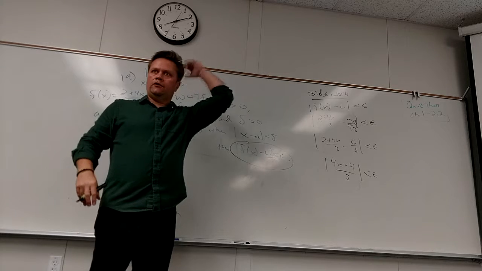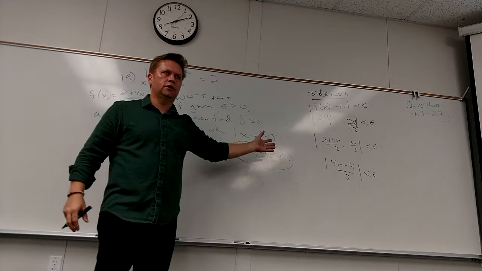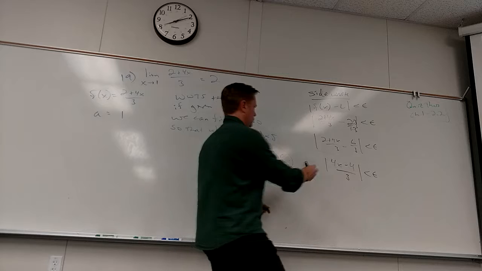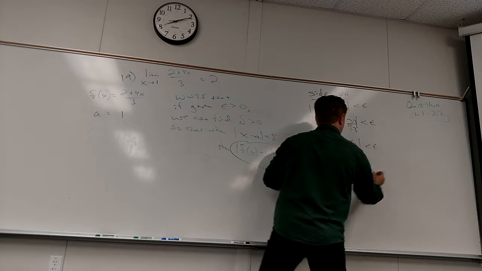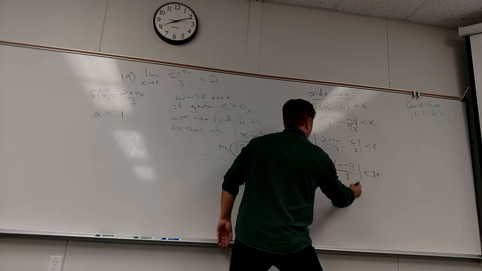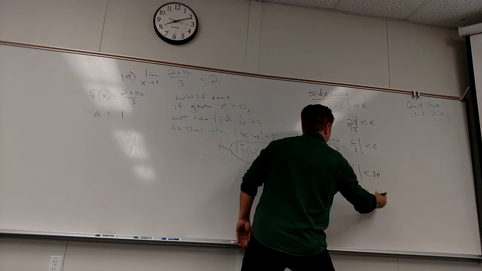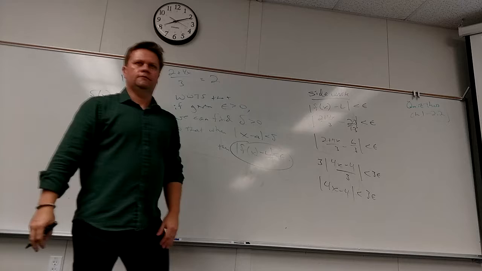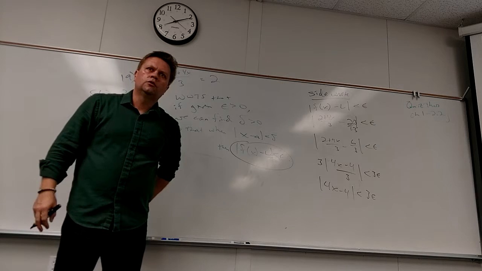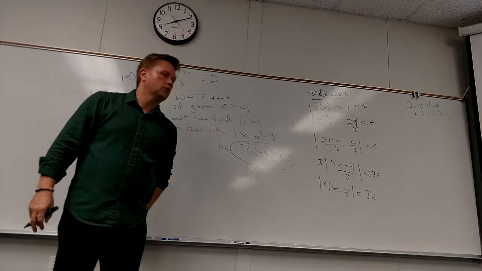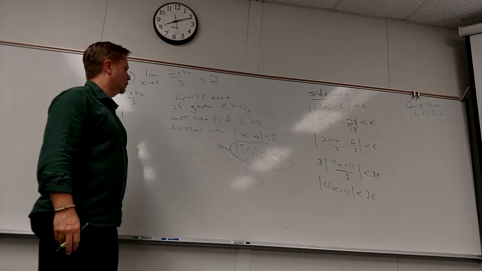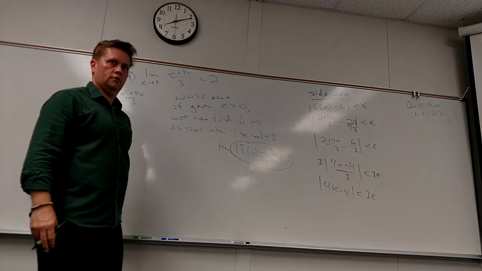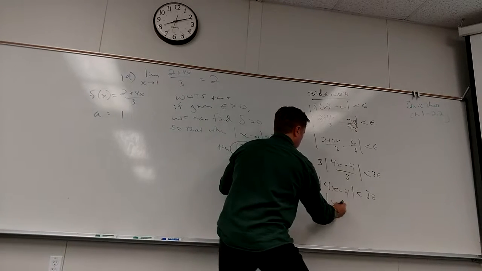Why does that absolute value not freak out? Because it's positive 3. Who cares? So I can multiply by 3, both sides. So then I get 4x minus 4, absolute value, is less than 3 epsilon. What else can I do? Yes, so I can divide by 4.